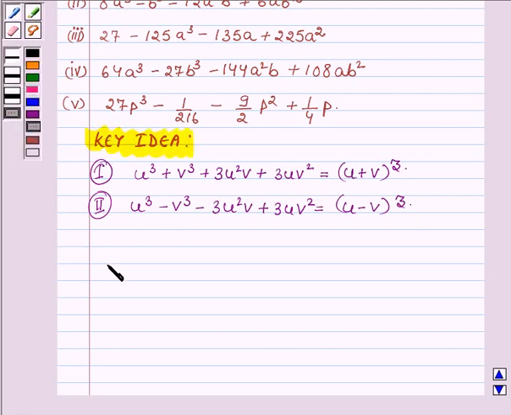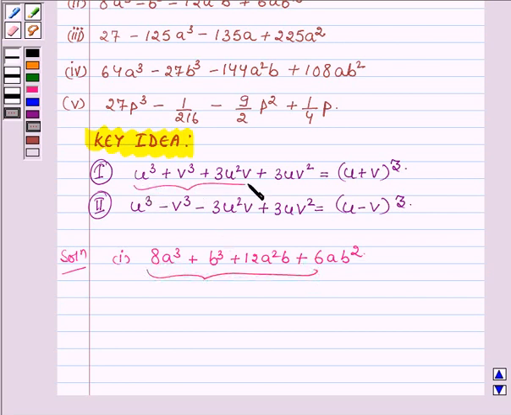Let us now start with the solution. And the first one is 8a cube plus b cube plus 12a square b plus 6ab square. Now we will write it in the form of u cube plus v cube plus 3u square v plus 3uv square so that it can further be written as u plus v whole cube.